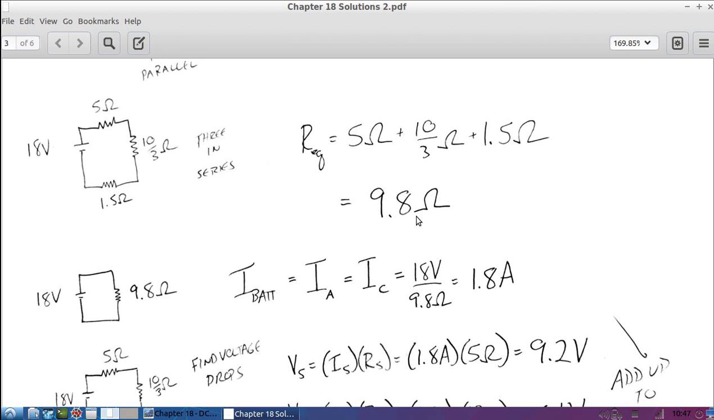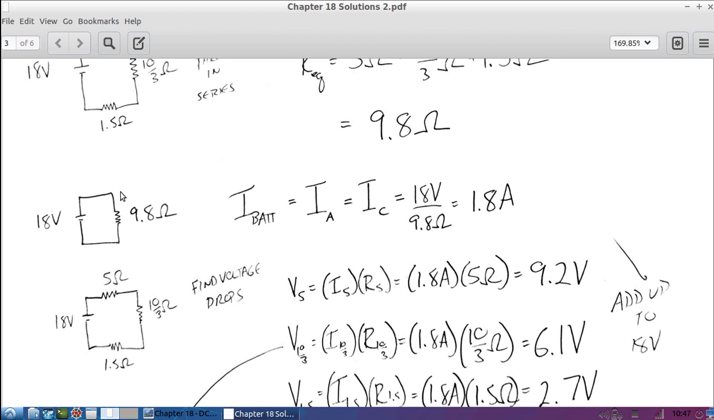That's the equivalent resistance of the entire circuit. So we might be a little bit off based on our rounding, right? I used 1 decimal place; you can use 2 to get more accurate results. But so I have an 18 volt battery connected to a 9.8 ohm resistor.